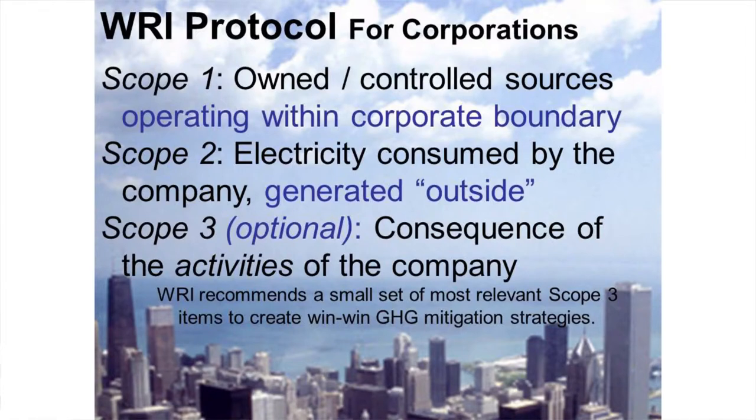cities. So corporations have a scope 1 emission, which is emissions controlled within the corporate boundary, operated within the corporate boundary. And then scope 2 is electricity emissions. So the corporation purchases electricity and there's an emission associated with that electricity. And we've been doing the same thing for cities. We've been counting scope 2. But then the scope 3 emission is the consequence of all activities of the company. And so that's your more upstream emissions. So we've been doing this in parallel for cities.